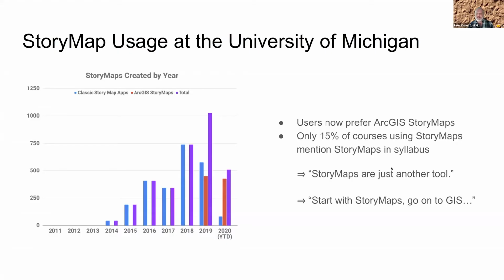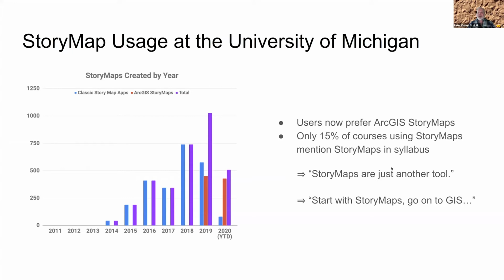If we look at StoryMap usage across the university, I think one of the interesting things to look at here is how rapidly we're seeing the change to users with new ArcGIS StoryMaps as opposed to the classic apps. We're a little bit past halfway through the year, but have almost as many new ArcGIS StoryMaps as we had the year before. I think that speaks pretty well to the choices the StoryMap team made in terms of which things they implemented first, though hopefully we'll see all the functionality we have in the classic maps there eventually.